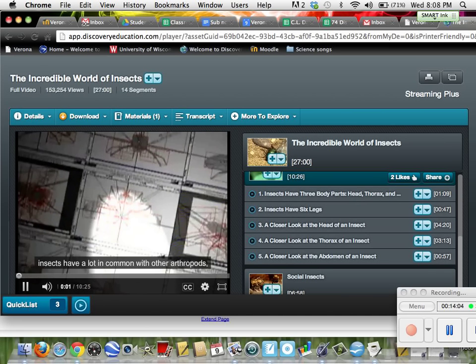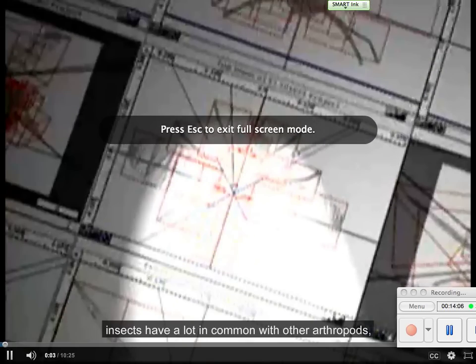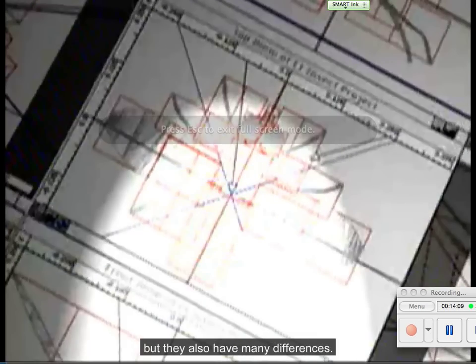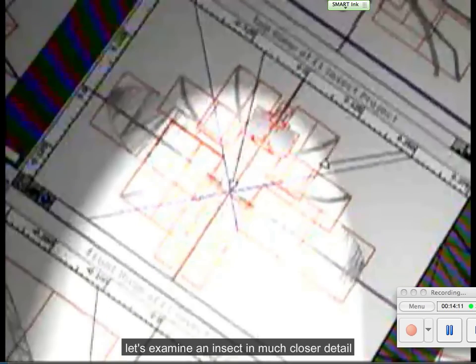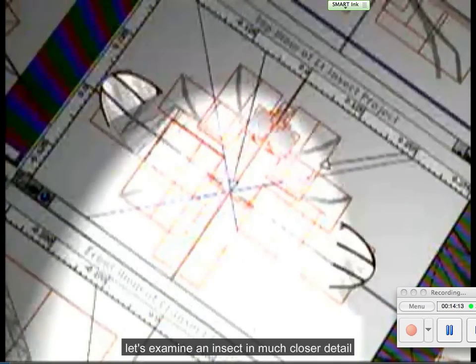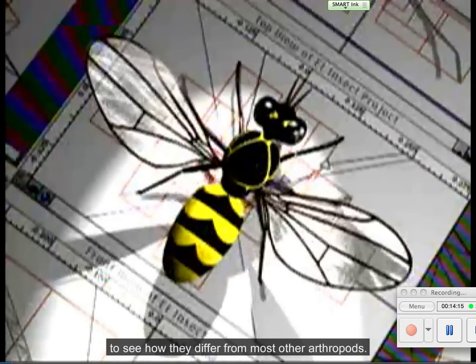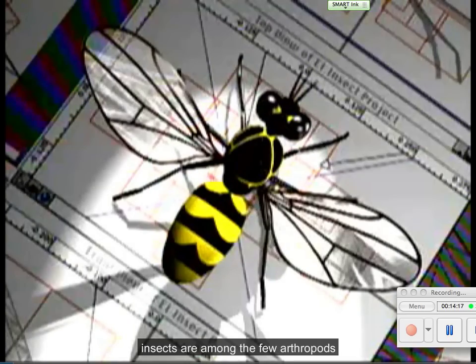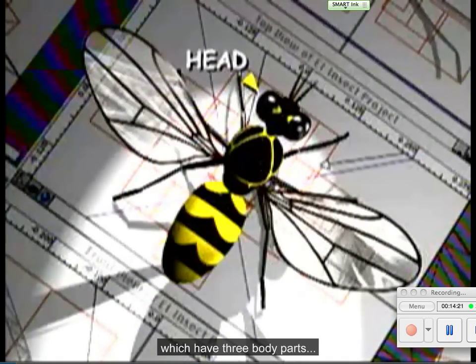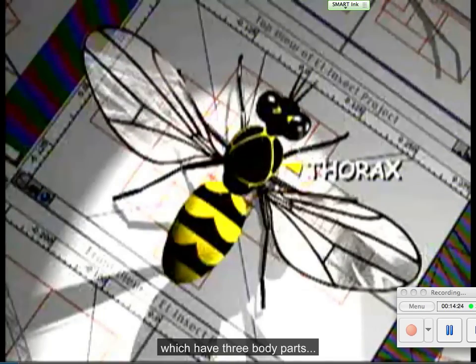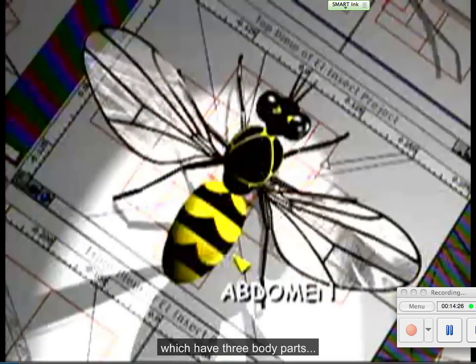Insects have a lot in common with other arthropods, but they also have many differences. Let's examine an insect in much closer detail to see how they differ from most other arthropods. Insects are among the few arthropods which have three body parts: the head, the thorax, and the abdomen.